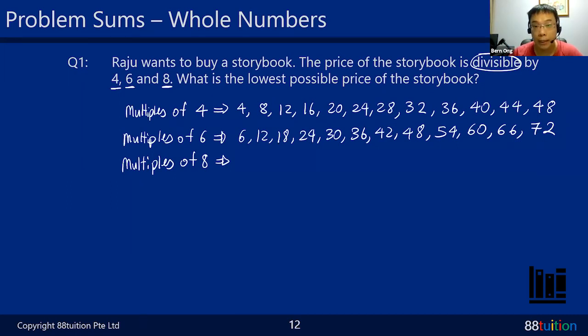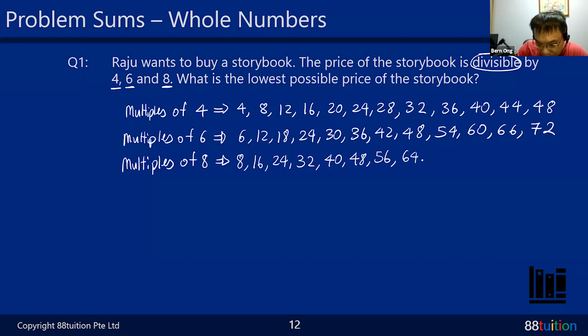So multiples of 8 again is what? The 8 timetable. So 8, 16, 24, and so on, 32, 40. Once again, I say it's a good practice. So practice now. Practice makes perfect. And eventually you can be much faster in terms of your multiplication table.